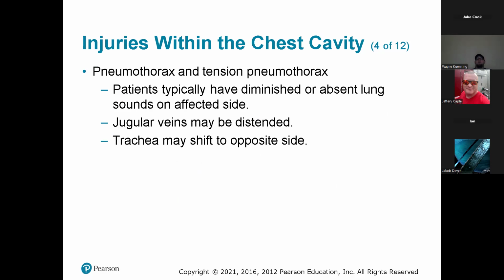Tension pneumothorax and pneumothorax both present the same until you get to the jugular veins. If you see tracheal deviation, that patient's probably not breathing, and they're seconds from dead. Patients will have diminished or absent lung sounds first, on whatever side's affected. Jugular veins distend next, and then tracheal deviation is the last thing before their heart is unable to push blood around the body effectively because the pressure has collapsed the vena cava.